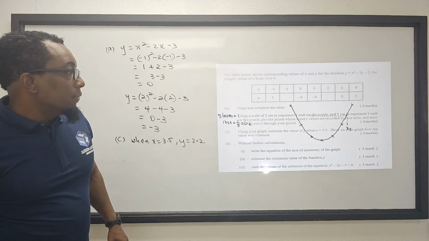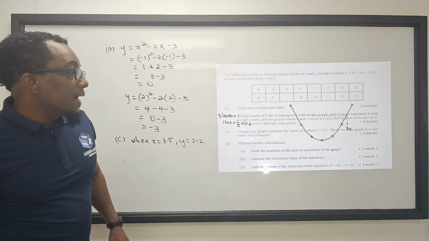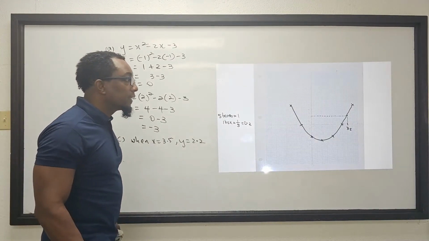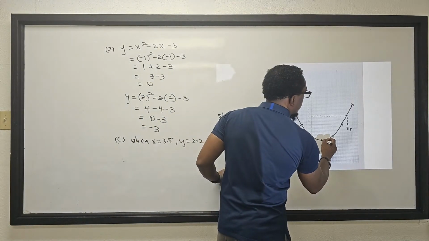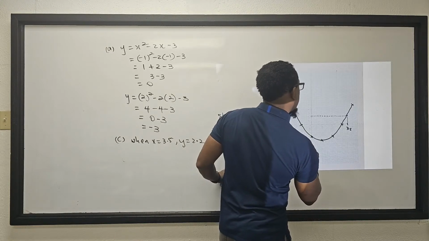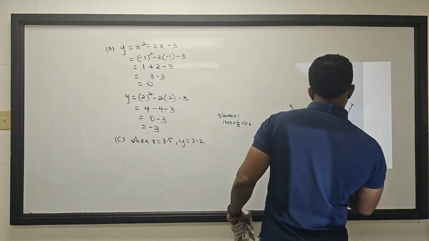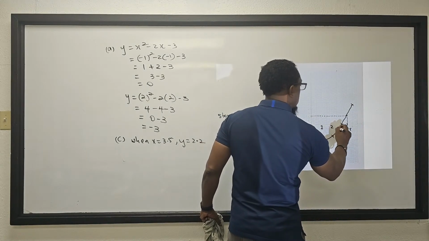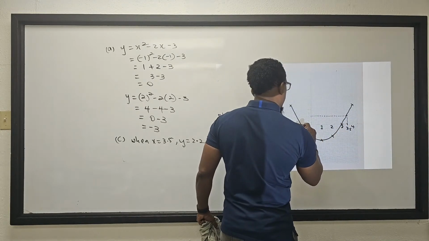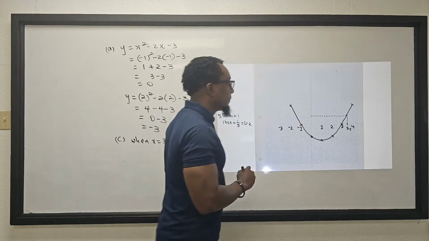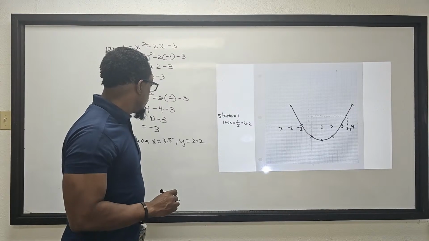So part D, without further calculation, write the equation of the axis of symmetry of the graph. What is the equation of the axis of symmetry? The equation of the axis of symmetry is the x coordinate of the turning point. So this here is 1, 2, 3, 4, and -1, -2, -3.